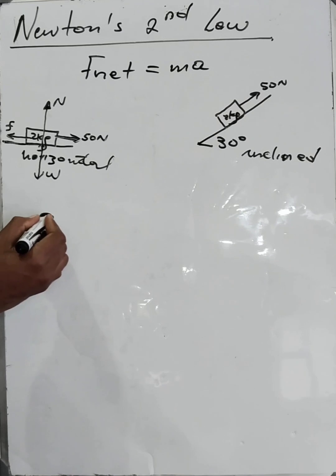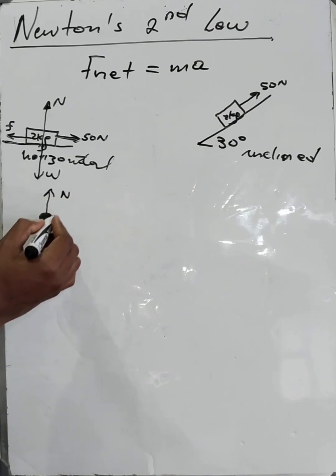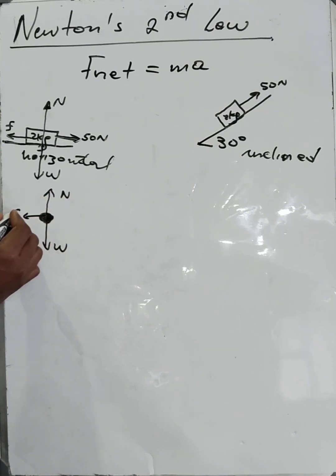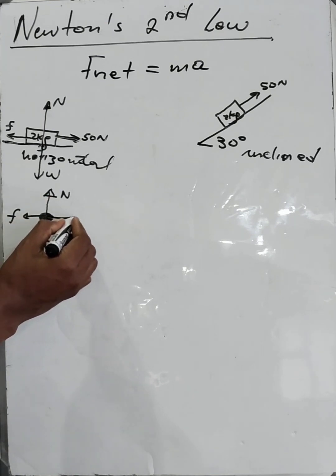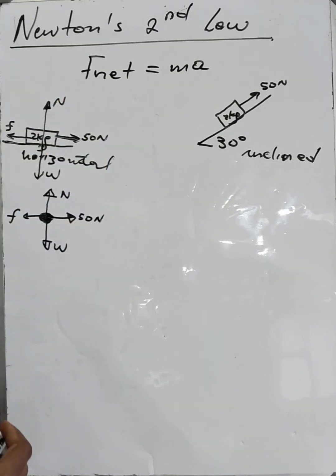Therefore, for the free body diagram, the object is represented by a dot. So it's the normal force, then the weight, then the friction, and the force applied. That is 50 newtons of force applied.